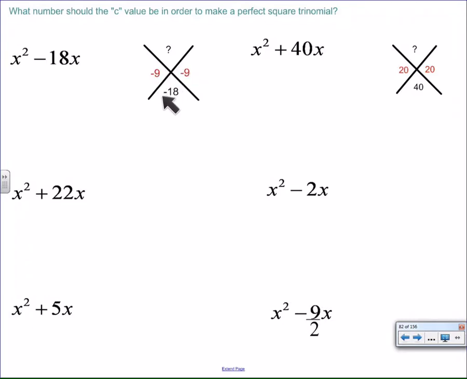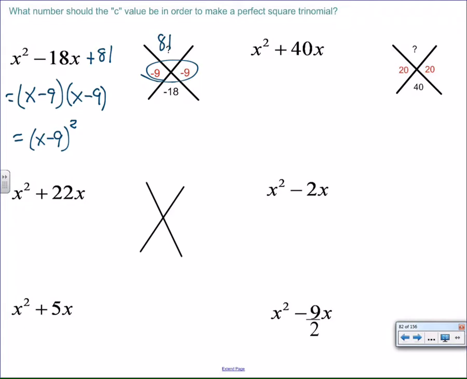So here's what you do. You say, all right, negative 18 is a middle term, which means that middle term has to be broken up into two identical factors. Boom, boom. Two identical factors. When you multiply them together, you get 81.